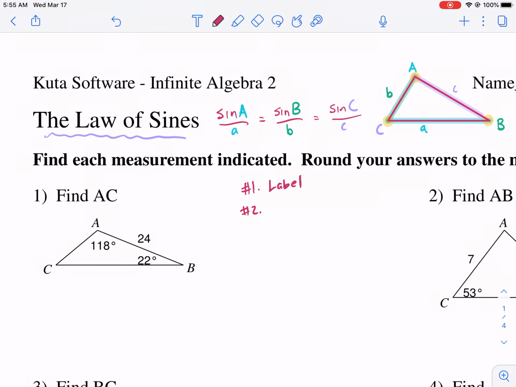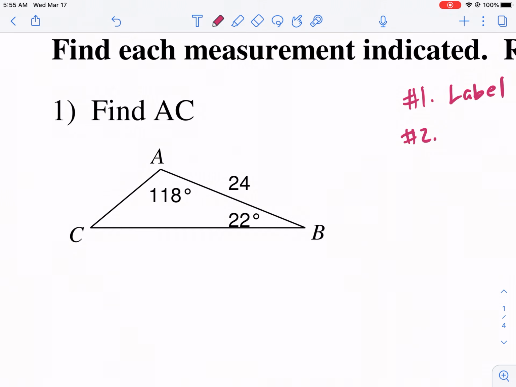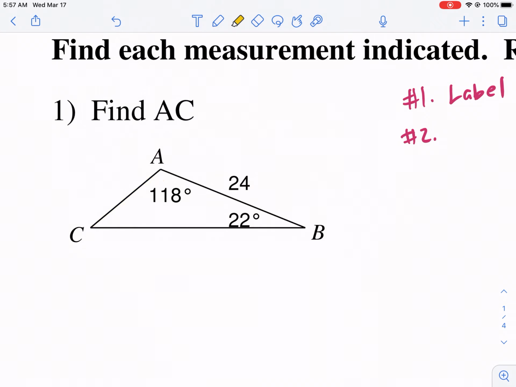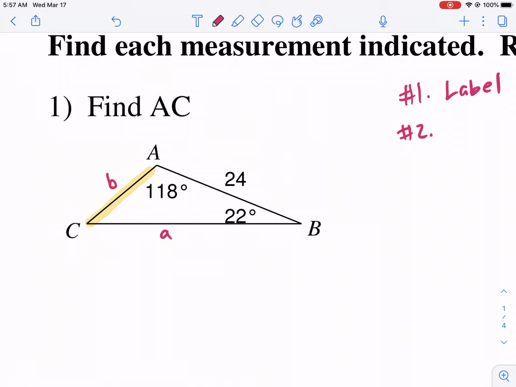Okay, we're going to talk about step two in just a second, but we need to look at this number one problem, find AC. AC is this side right here. So we need to figure out, AC is what side? Well, we have the angles measured, A, so that would make this little a. Then we have B, that would make this little b, and then C, and that would make this little c. So 24 would be equal to little c. A and B do not have values yet. And we're trying to find AC, which is b. That's the guy we're trying to find.